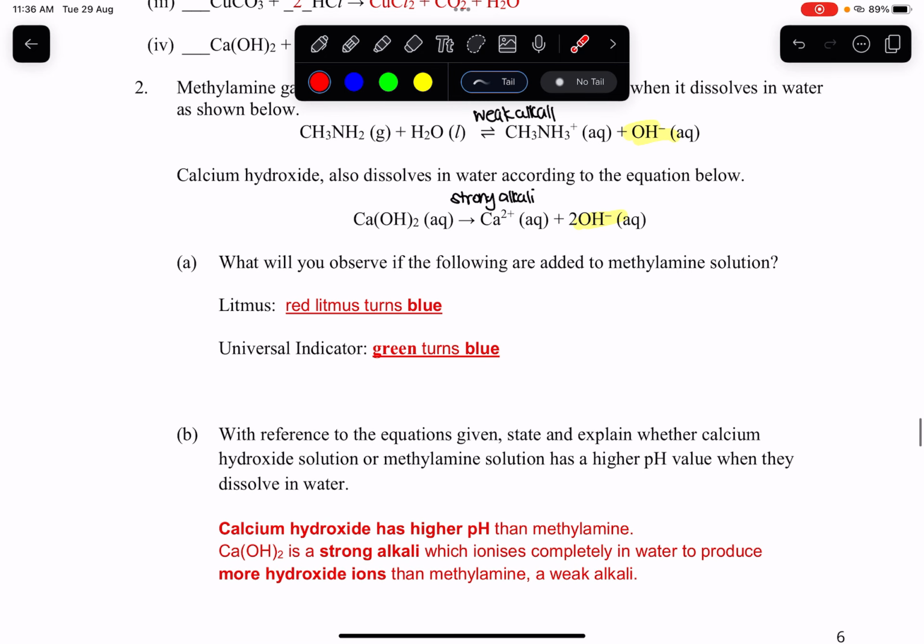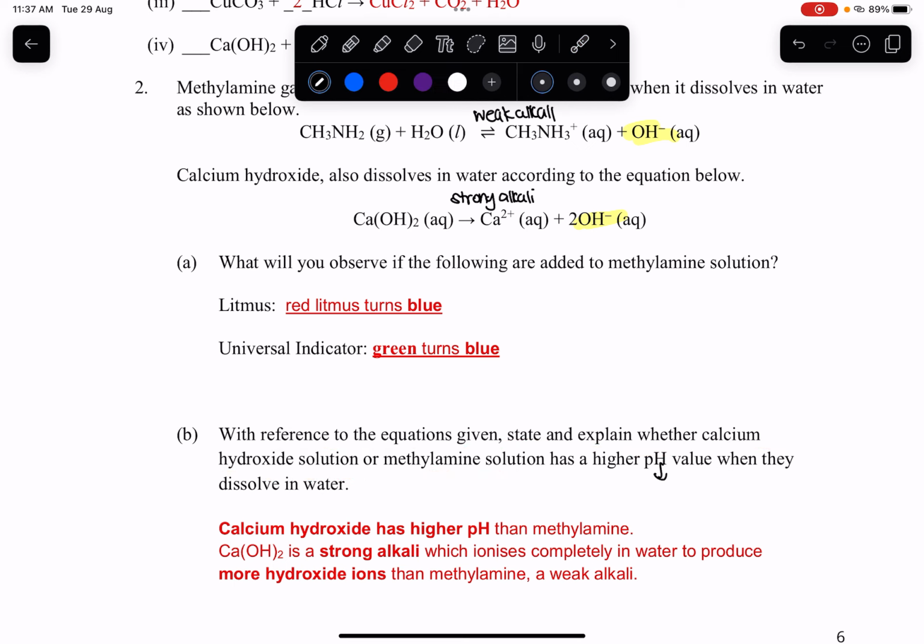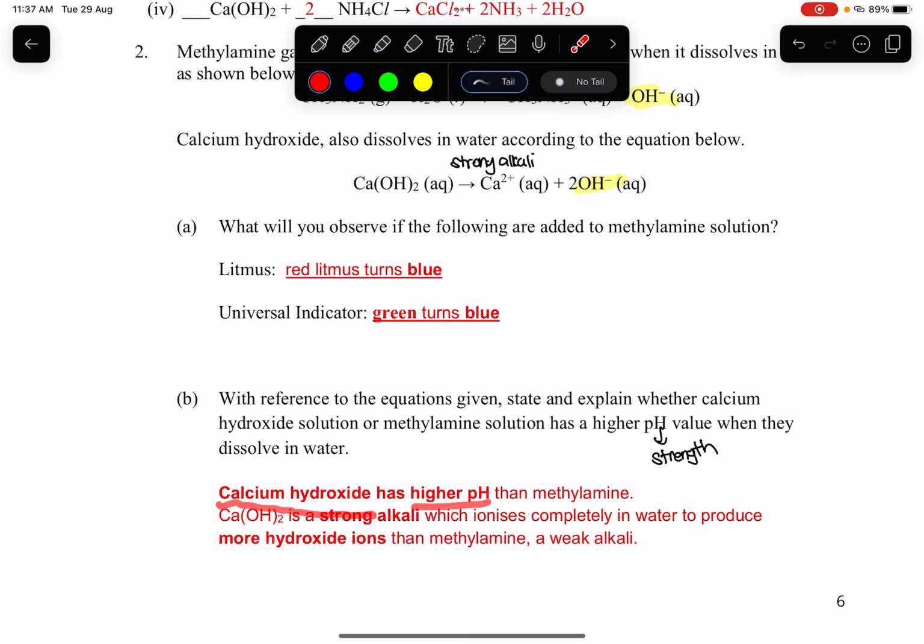Part B, with reference to the equation, state and explain whether calcium hydroxide solution or methylamine solution has higher pH value. When we're talking about higher pH, since they are both alkalis, we only look at the strength. There's no need to compare concentration or amount of moles or whatever. Just look at strength. So you just have to tell me calcium hydroxide has higher pH. Why? It's a strong alkali. It ionizes completely in water to produce more hydroxide ions compared to methylamine, a weak alkali, which only partially ionizes in water to give off hydroxide ions.